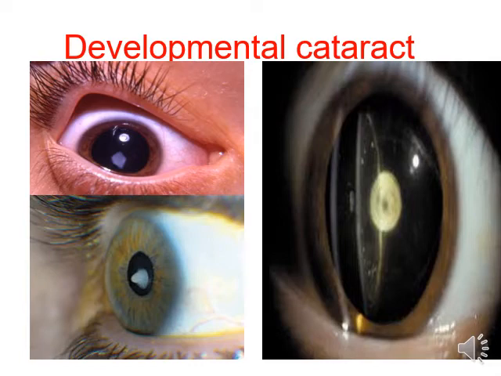To the left, we see posterior polar cataract. And why is it posterior polar? Because it is far backwards from the iris. And using the slit lamp, we can see it with the slit on the back of the lens. So this is posterior polar cataract.